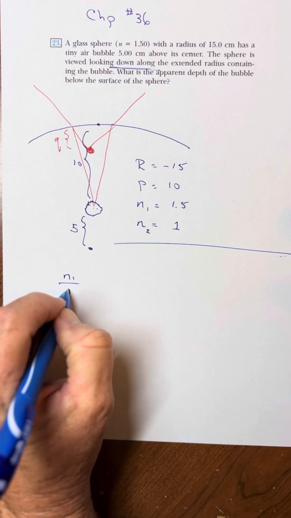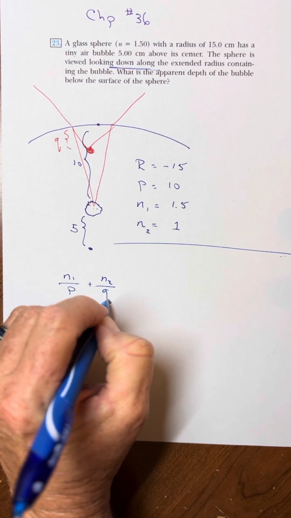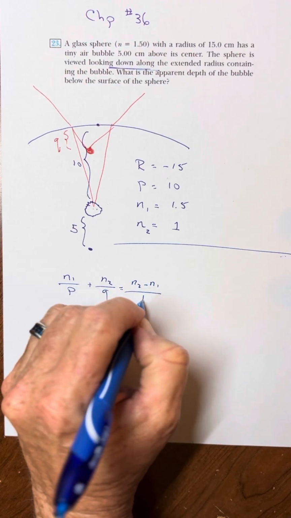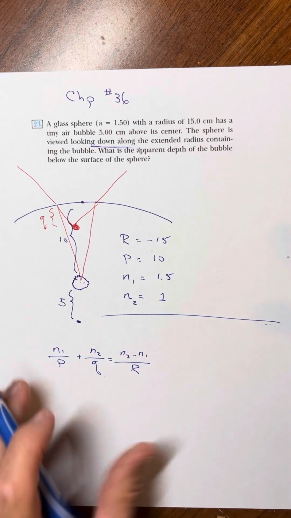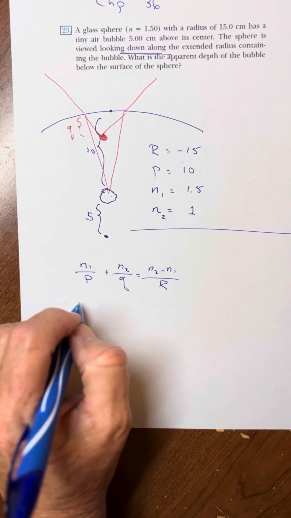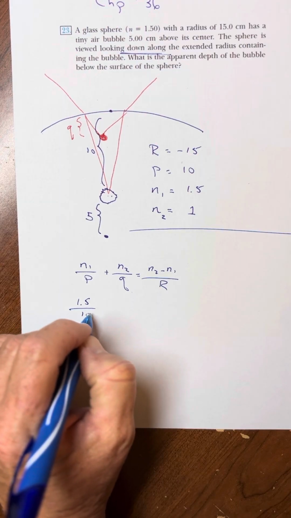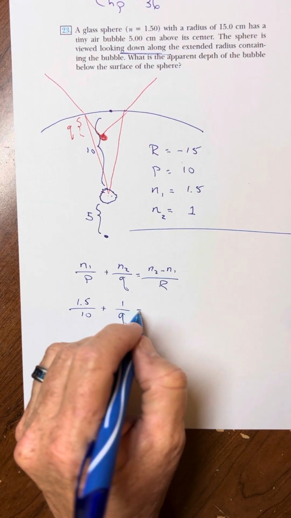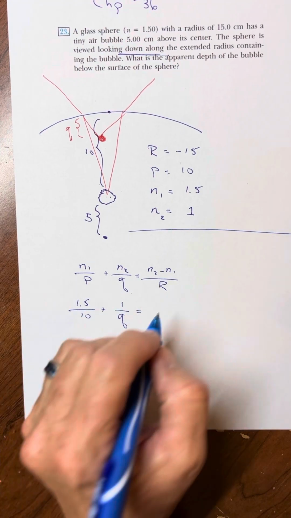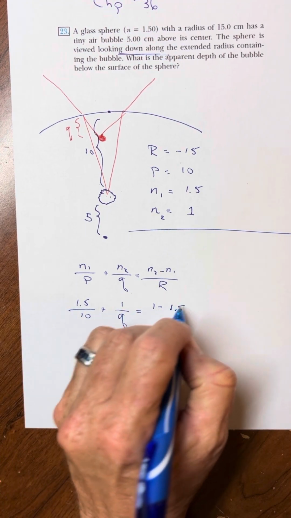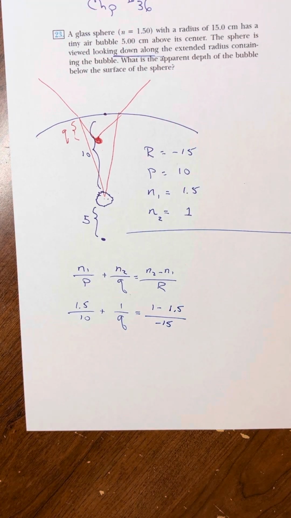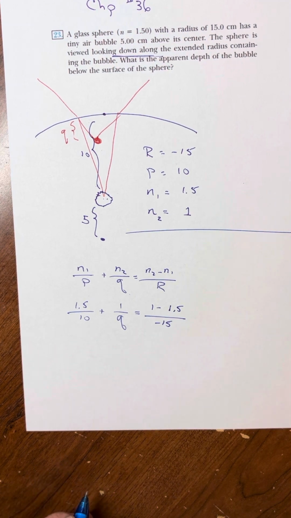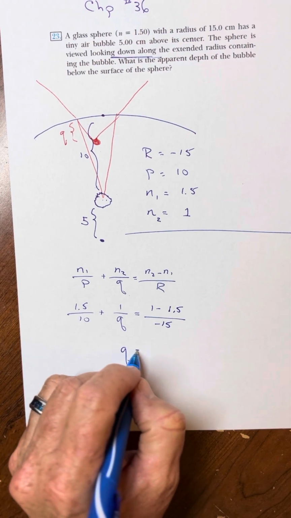So this would be N1 over P plus N2 over Q, equals N2 minus N1 over R. And of course, this is the apparent depth of the bubble. So we're looking for Q. And so putting in these values, this is 1.5, this is the 10, this is the 1, this is what we're looking for, the Q. This is then a 1 minus a 1.5. Then this is the negative, and that might be the hardest part of any of these optics, keeping our sign convention straight. And now solve for Q.